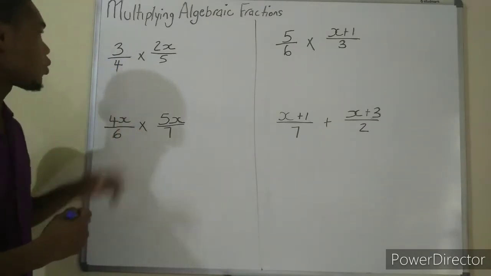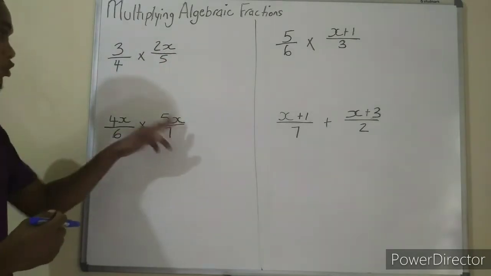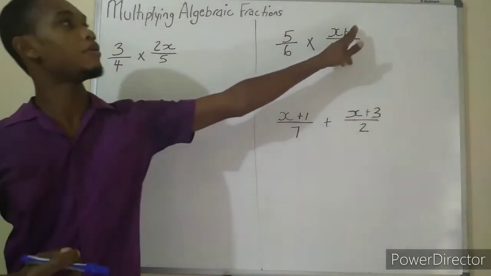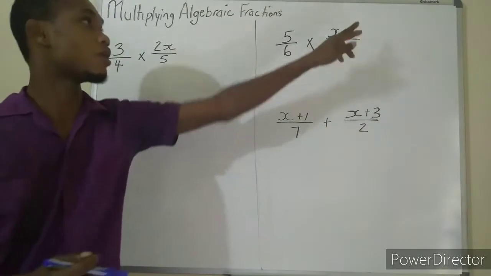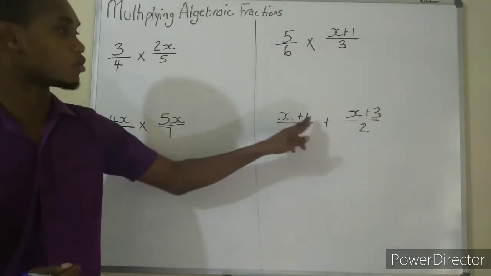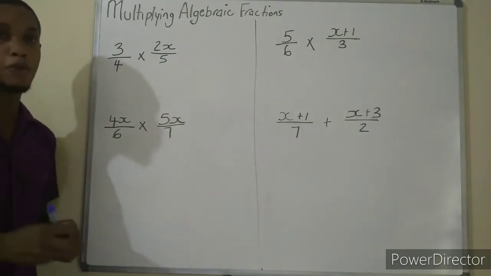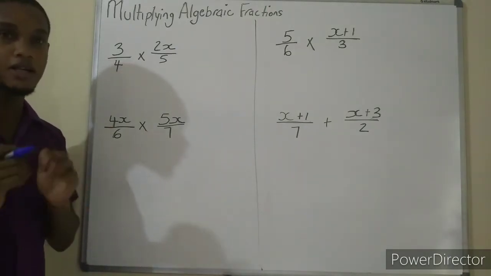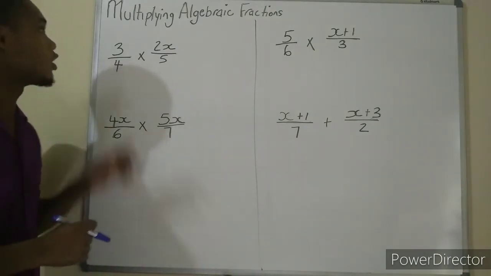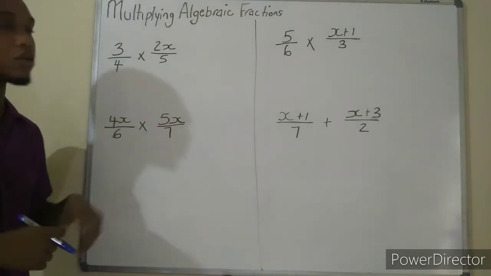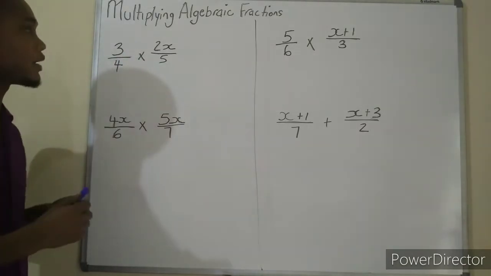So this is a simple one with only one variable. This has two variables. This has a variable and a constant attached. Same thing, a variable and a constant with a variable and a constant. So the procedure is the same thing as when you're multiplying normal fractions. The numerators will multiply each other and the denominators will multiply each other.